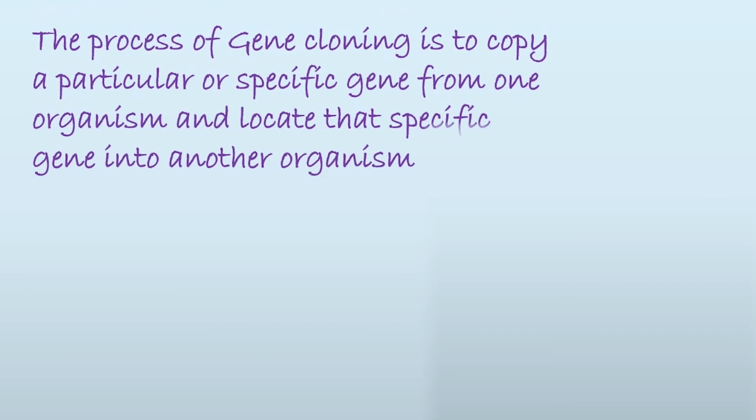Process of gene cloning. The process of gene cloning is to copy a particular or specific gene from one organism and locate that specific gene into another organism. A gene is isolated from the donor cell. The restriction enzymes that act as molecular scissors cut the target gene into fragments.